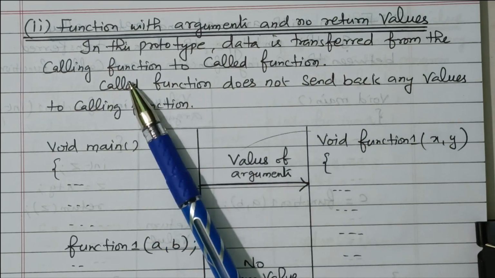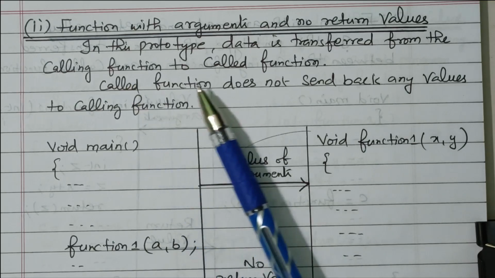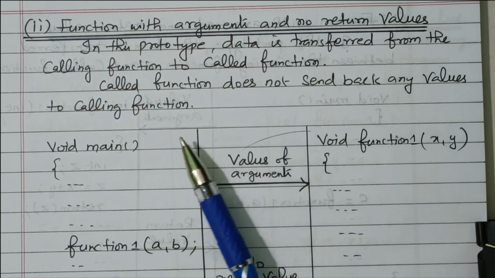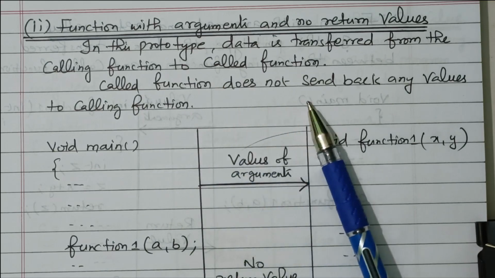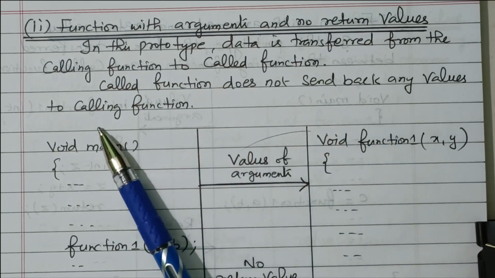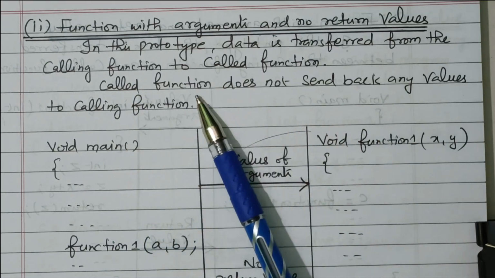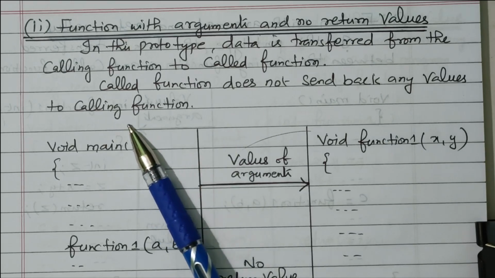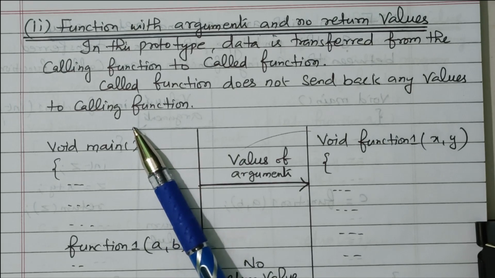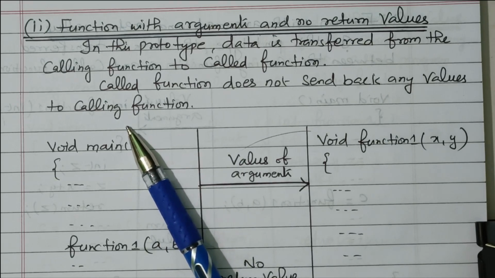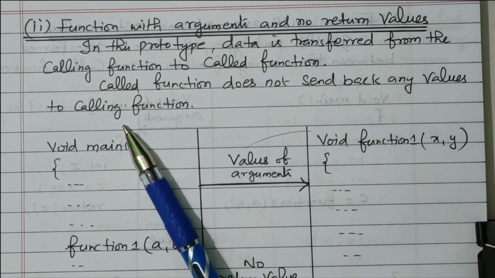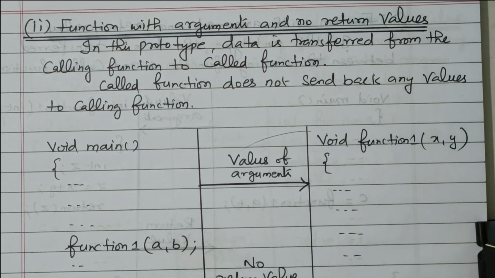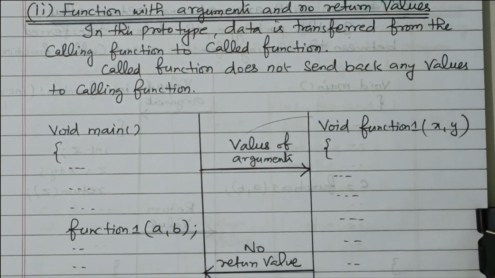Calling function means the function call in the main program. Called function is the function definition. Called function does not send back any value to the calling function. Called function means function definition. It will not send any value to the calling function, the one called in the main program, right? So this is function with argument and no return value, the second type of prototype. Now we'll see the syntax for that.